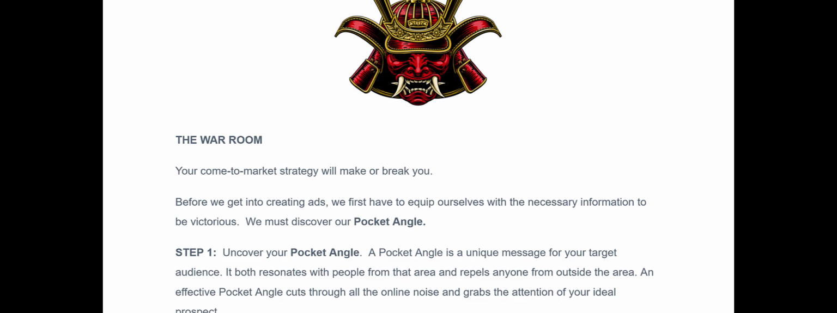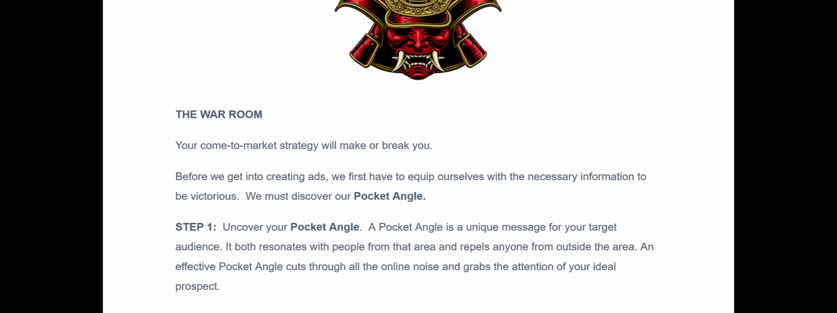So the first step is to discover the pocket angle. Now the pocket angle is a unique message that's specific to your target audience. It does two things at once. It calls out the people you want to talk to and repels anyone you don't want to talk to. So that's the simultaneous action. That's how you know you have a good pocket angle, when it can attract your ideal audience and repel anyone who isn't your ideal audience in one fell swoop.